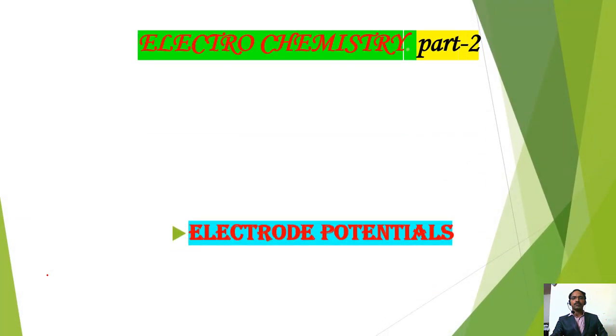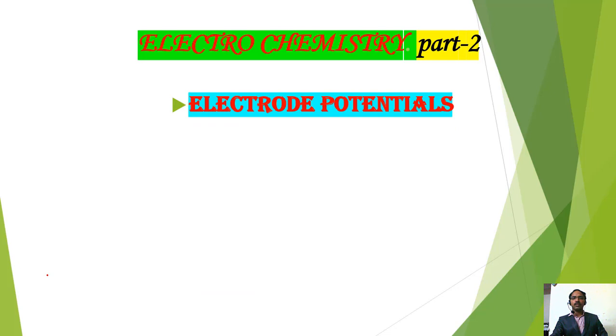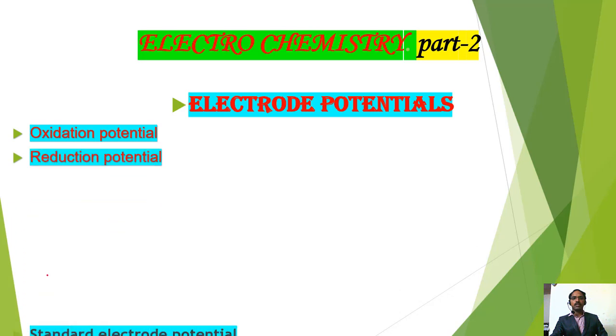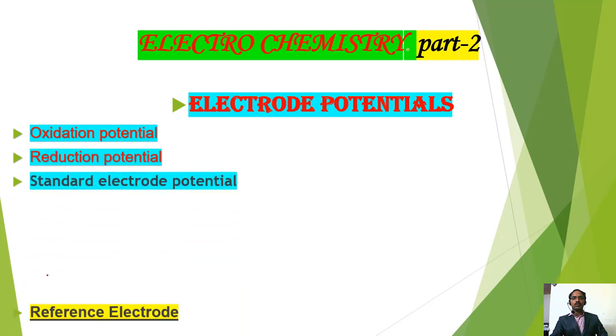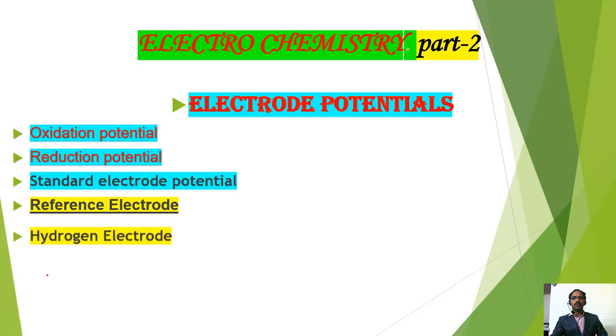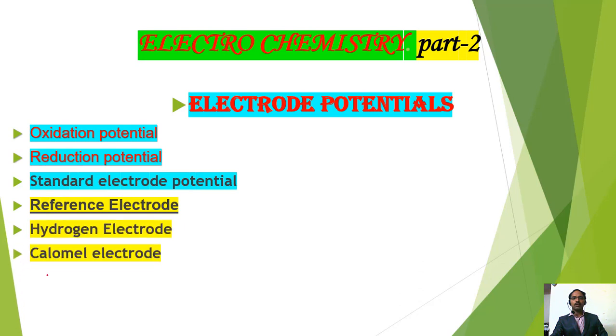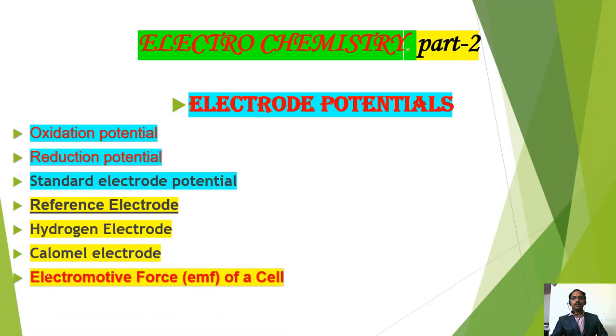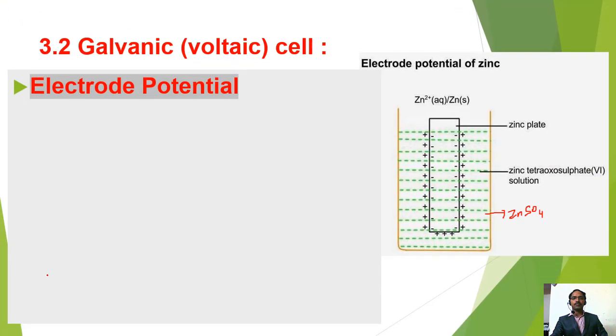Electrochemistry Part 2. The main topic is electrode potentials. The subtopics are oxidation potential, reduction potential, standard electrode potential, reference electrode, hydrogen electrode, calomel electrode, electromotive force of a cell, galvanic cell or voltaic cell.